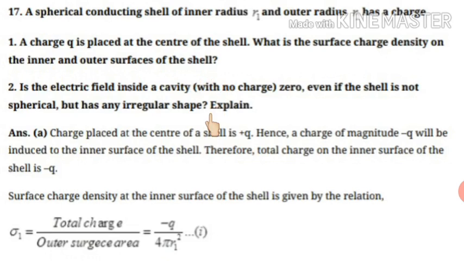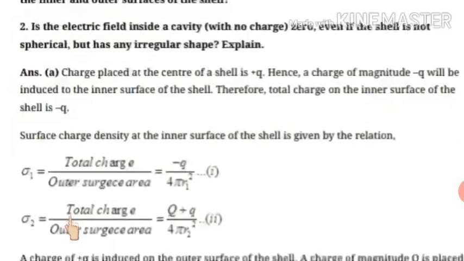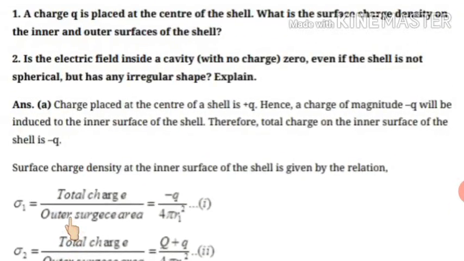Now surface charge density means they are talking about sigma. And we know what sigma is: it is charge upon area. So I think this is clear. See, the charge placed at the center of the shell is plus q. Now we know that if plus q charge is placed at the center, because of induction, minus q charge will be induced on the inner surface of the shell.